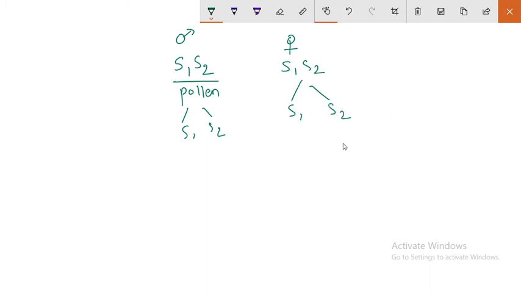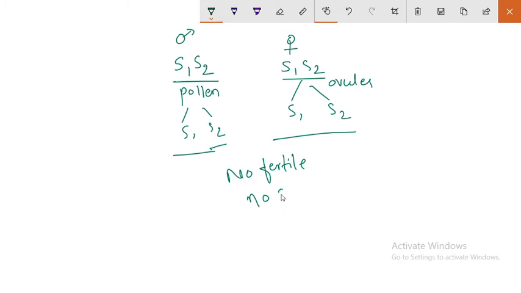So both have similar alleles, and therefore similar allelic gametes are produced by the pollen as well as the ovules. In that case there is no fertility, so no seed will be produced in such organisms.